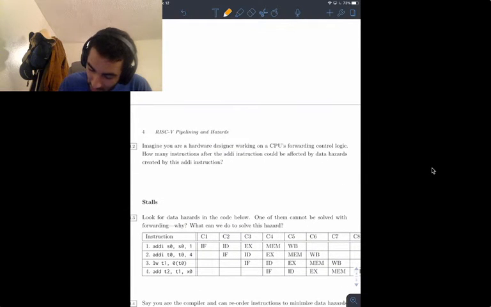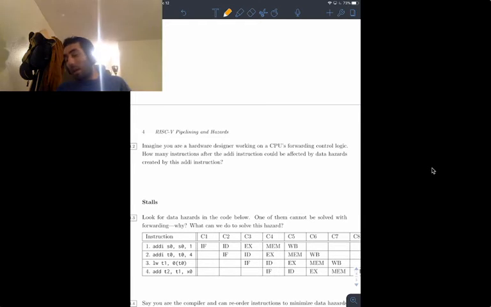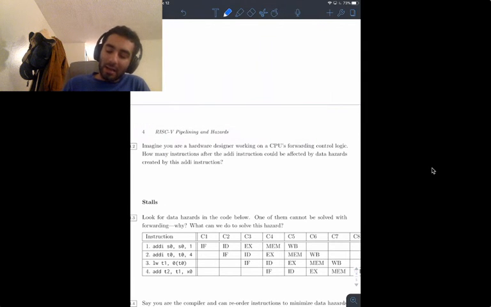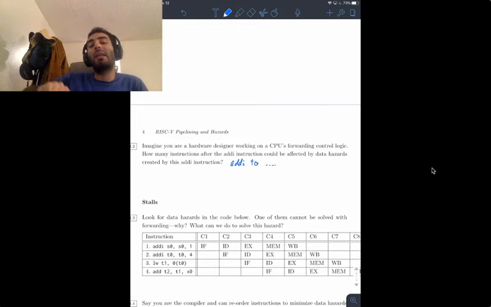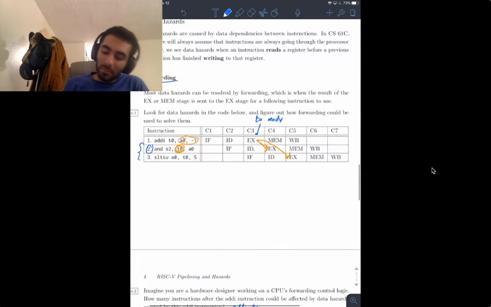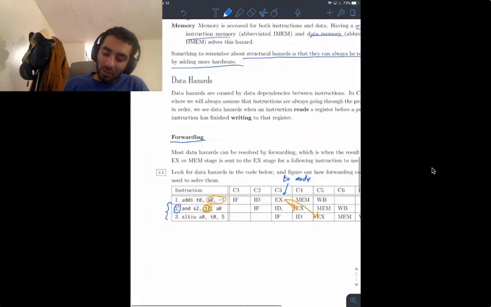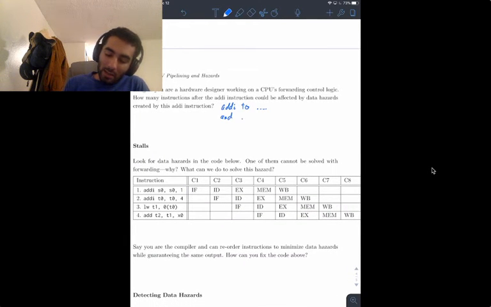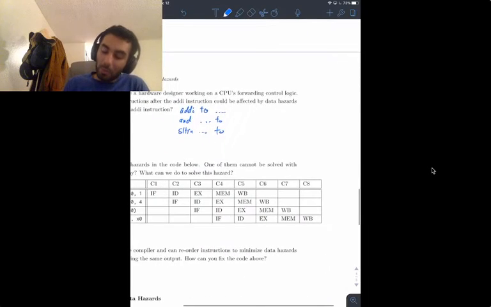Imagine you're a hardware designer working on a CPU's forwarding logic. How many instructions after the add-I instruction could be affected by data hazards created by this add-I instruction? It's a wonderful question. It's basically saying I have this add-I T0 something. How many instructions past that could be affected by a possible data hazard here? Well, we saw that at least these two have to be affected, right? So if I look, the next instruction, which in this case was an AND instruction, and something T0. This is an SLTIU instruction, something T0, right? And these both were problems.